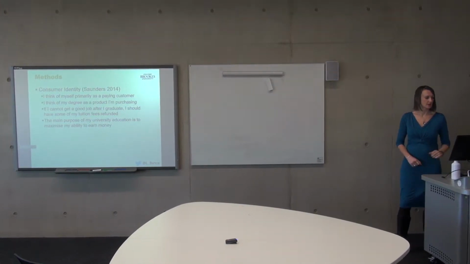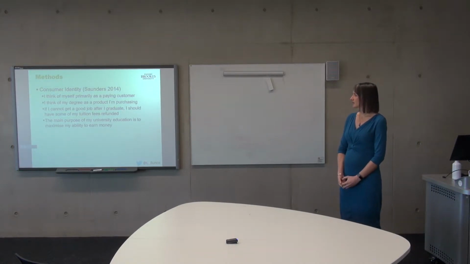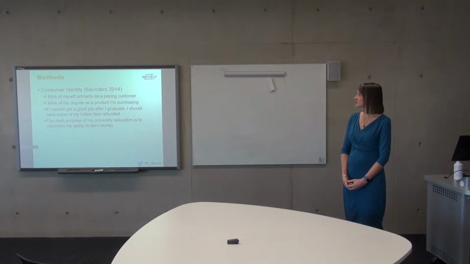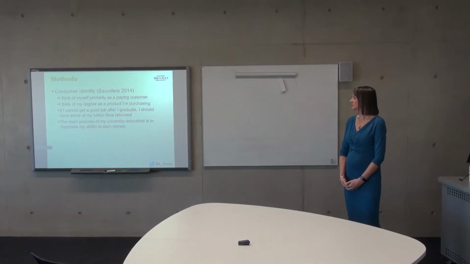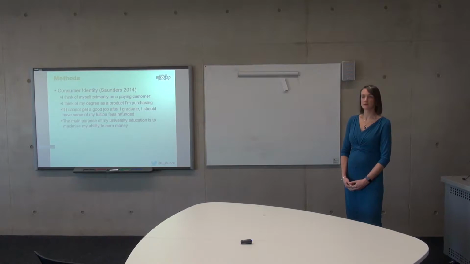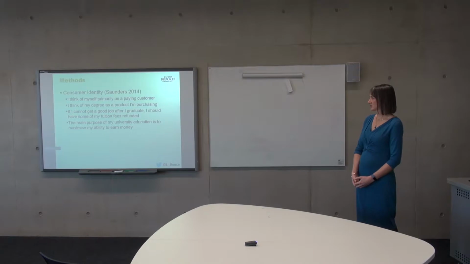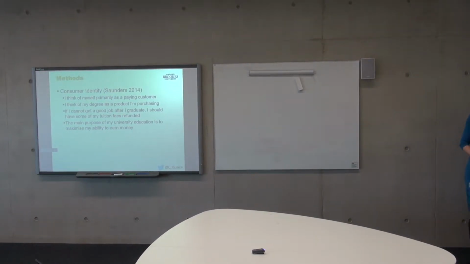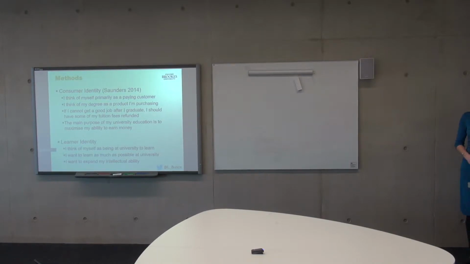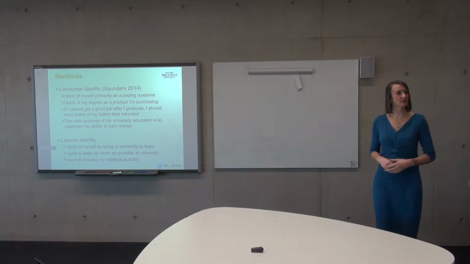The other one is currently in the publication process. In this survey we used a consumer identity survey developed by Saunders, who was working in the United States, and students responded to 18 items rating their level of agreement with these types of things, to rate the extent to which they identify as a consumer of their education. Those are some example items that they had to rate.